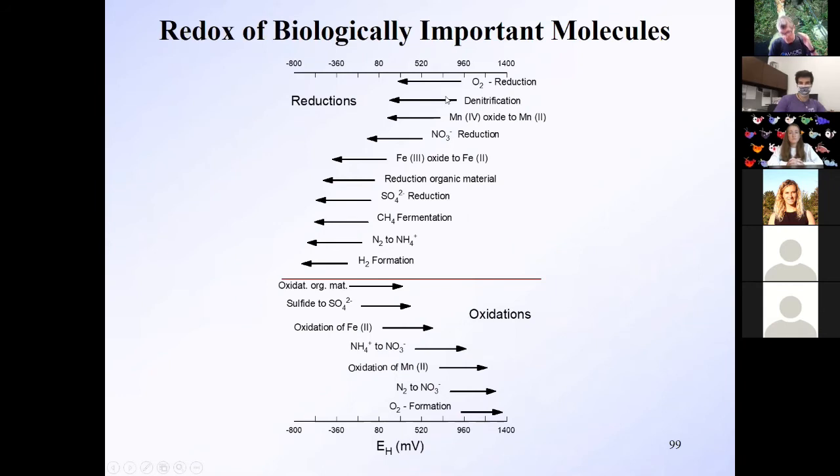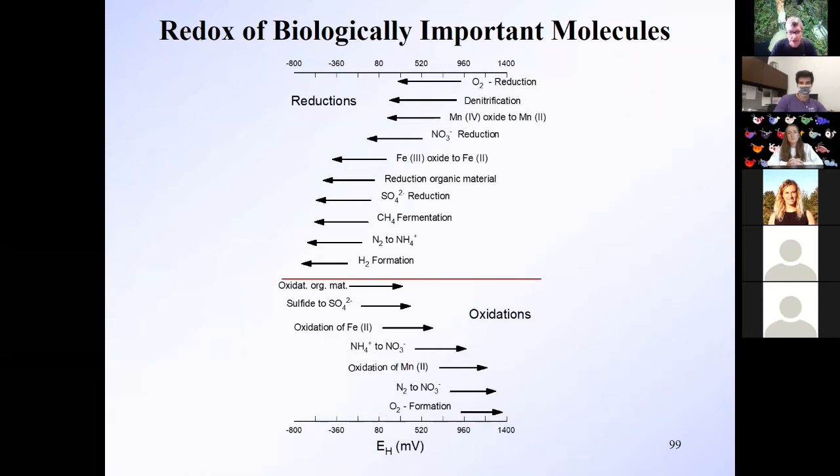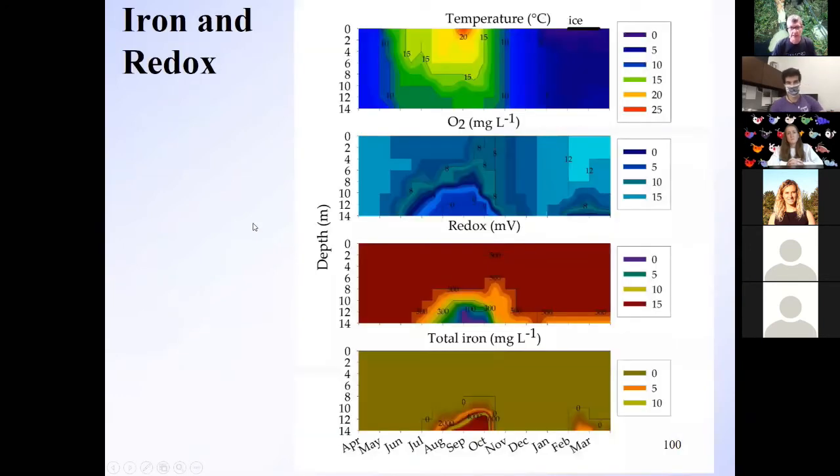And we're going to go through this again. We'll come back to it after we go through all the cycles. But this is what we're going to be talking about time after time. Where an organism might be oxidizing reduced iron to oxidized iron, why they might want to use manganese, why ammonia might be converted to nitrate. So we'll keep that in mind. So here's an example of redox and oxygen and iron.